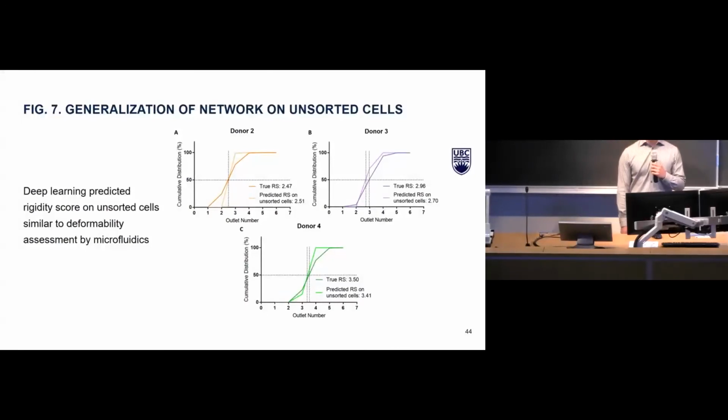So finally, the deep learning model was tested on cells that were not sorted by the microfluidic device. Applying the model in this manner is an example of transfer learning, which is applying the model in a different manner from its training conditions. Shown here are examples from donors 2, 3, and 4, clearly showing that the predicted rigidity score applied to this new data set provides similar deformability evaluation as a microfluidic device.